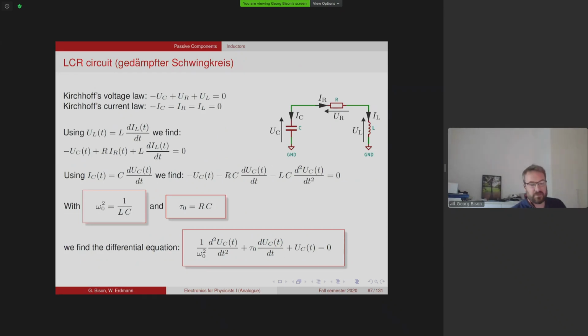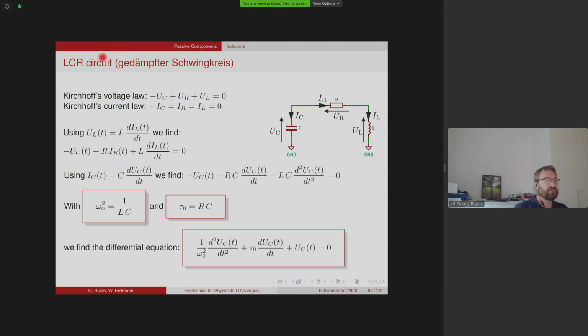Okay, now the next thing I'd like to get into is the LCR circuit, in German the gedämpfte Schwingkreis. And so what we do is we have the inductor, the capacitor, and in between we add a resistor. And this means that now the energy cannot circle indefinitely between these two, since every time there's a current going through the resistor, some of the electrical power is dissipated. And so for that reason, it's called gedämpfter Schwingkreis.